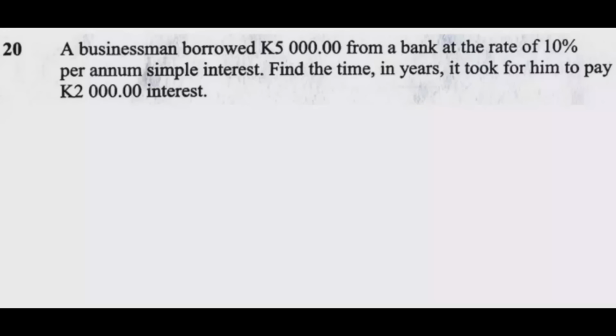To solve this one, we're going to use the same formula we use for finding simple interest, which is I is equal to P times R times T over 100, where P is the principal, R is the rate and T is the time. Then we replace these letters by their numerical values. The simple interest we are told is 2,000 kwacha, so we write 2,000 kwacha is equal to the principal, the money he borrowed, that is 5,000 kwacha.